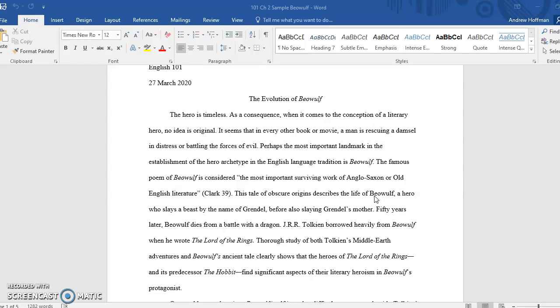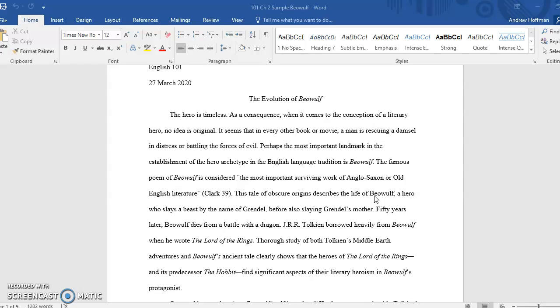J.R.R. Tolkien borrowed heavily from Beowulf when he wrote The Lord of the Rings. The Lord of the Rings, of course, a well-known trilogy. Thorough study of both Tolkien's Middle-earth adventures and Beowulf's ancient tale clearly shows that the heroes of The Lord of the Rings and its predecessor, The Hobbit, find significant aspects of their literary heroism in Beowulf's protagonist.